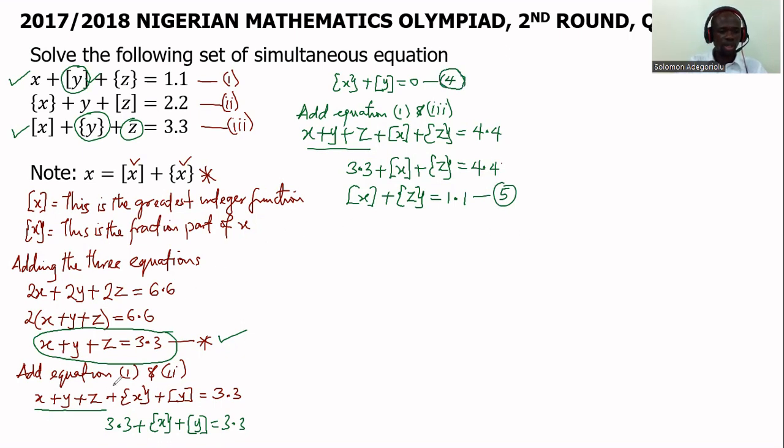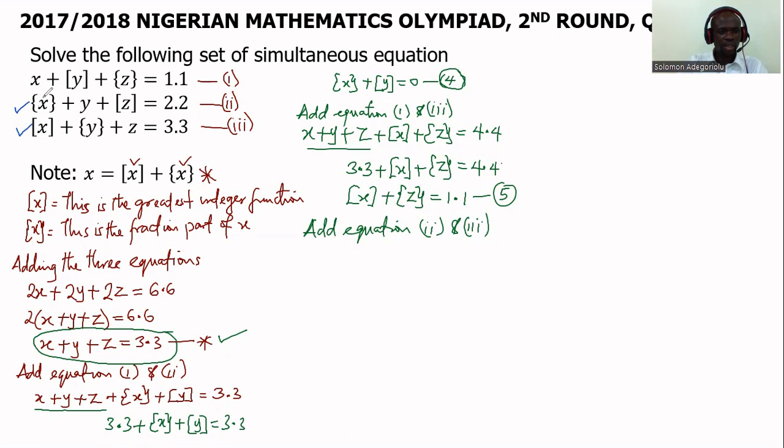Now we have done the addition of equation 1 and 2. We have done the addition of equation 1 and 3. So let's do the addition of equation 2 and 3. So in adding equation 2 and 3, how do we go with that? Let's clean this first. Equation 2 and equation 3. Okay, let's look at the addition of equation 2 and equation 3. That means equation 2 here, equation 3 here.